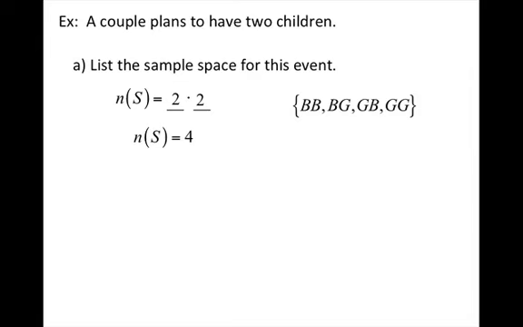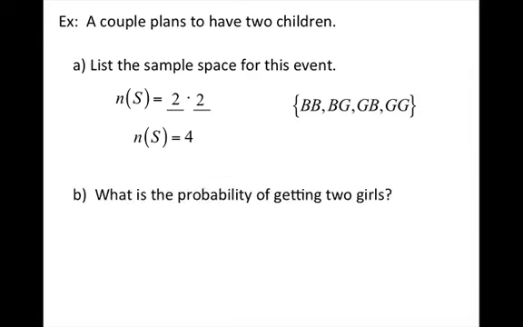Well, let's look at the probability for getting 2 girls. In our sample space, the 2 girls appear 1 time. So the number of ways to have 2 girls is 1. The number in our sample space is 4. So the probability of having 2 girls is 1 out of 4, or 1/4. And if you look at the sample space, the option of GG for 2 girls appeared 1 time out of the 4 possible options.